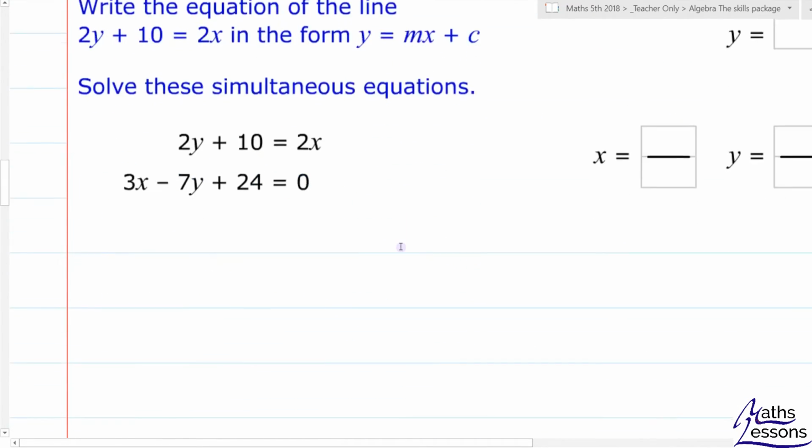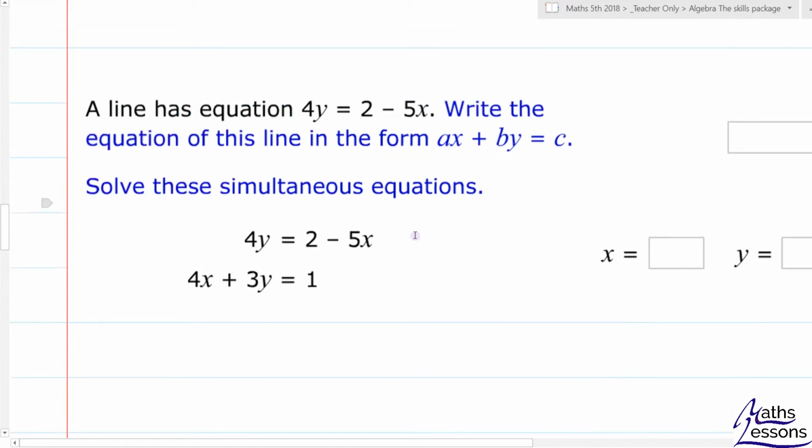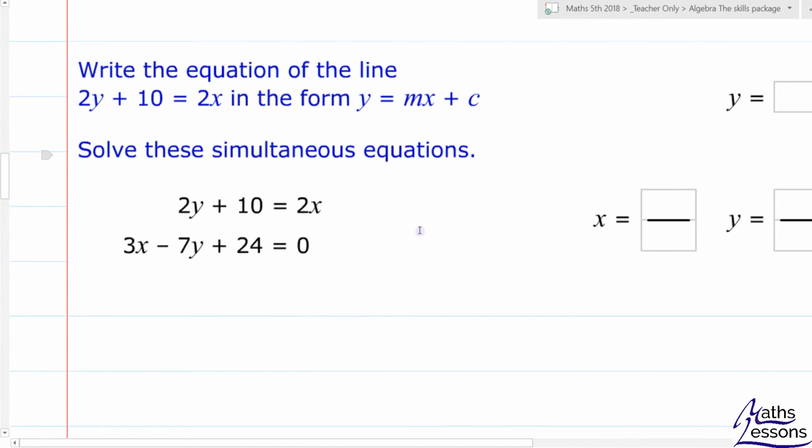Okay. Let me just see how long we've got. We got 13 minutes, I think. Let's jump that one and let's do some overlap with y equals mx plus c. So here we go. Do the first part of the question and then do the second part of the question. 2 minutes.